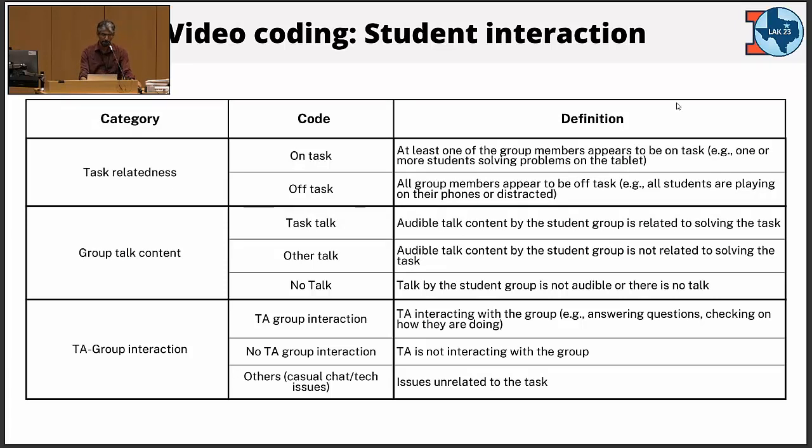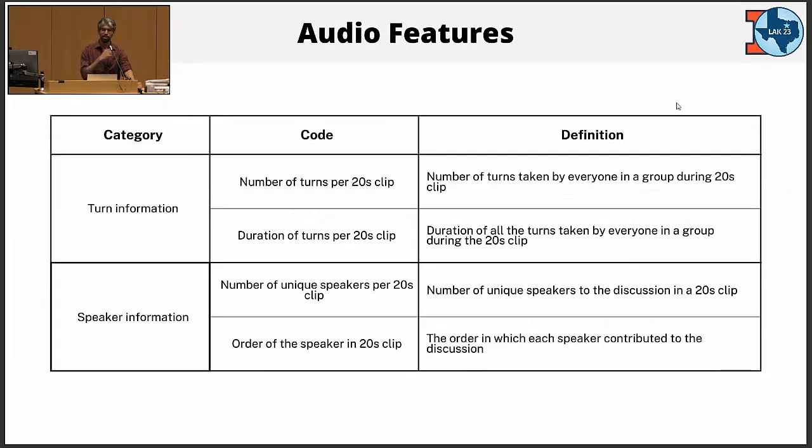And then for the audio features, we looked at turn information, mainly the number of turns in each 20-second clip, as well as the duration of the students' turns within the 20-second clip. We also looked at the speaker information: how many unique speakers were speaking during the 20-second clip, and the order in which they were speaking.